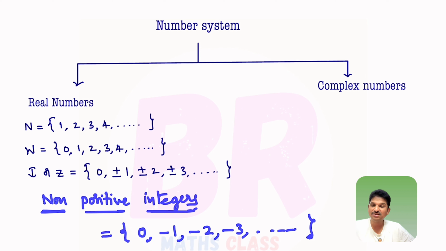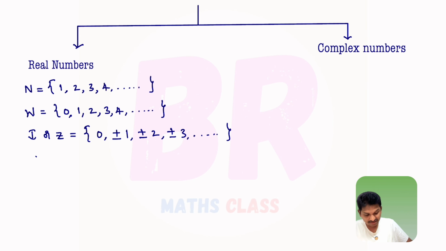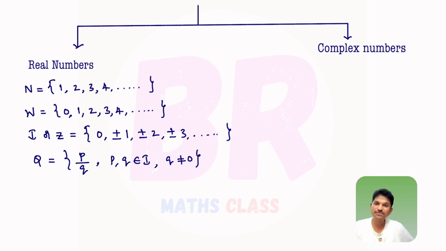So I hope you understand, right? Integers, positive integers, negative integers, non-positive integers, non-negative integers. Okay. Next, rational numbers. What are rational numbers? Numbers which are in the form of p by q, where p, q are integers and the denominator q is not equal to 0. This is the general definition what we learned till 10th standard. Rational numbers. Numbers which are in the form of p by q are called rational numbers.